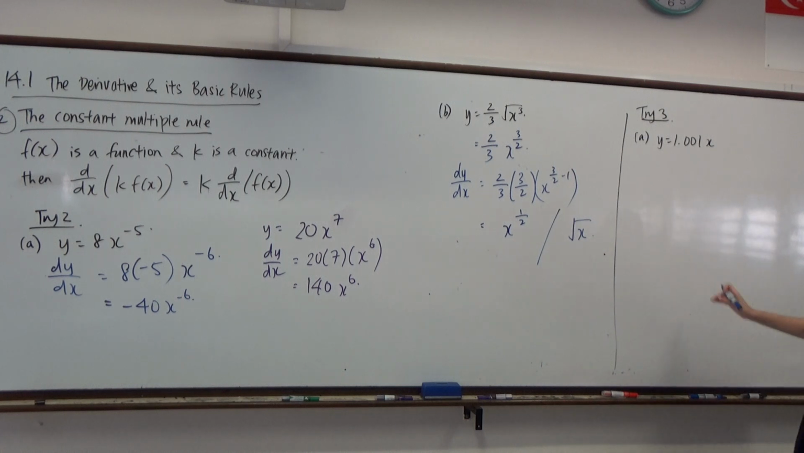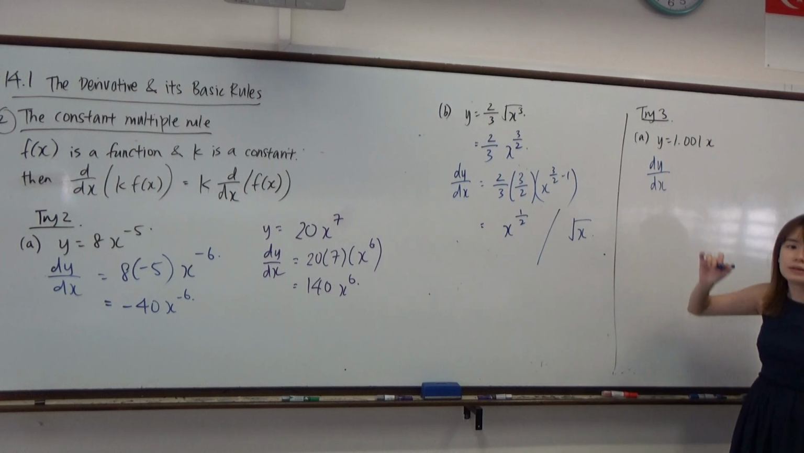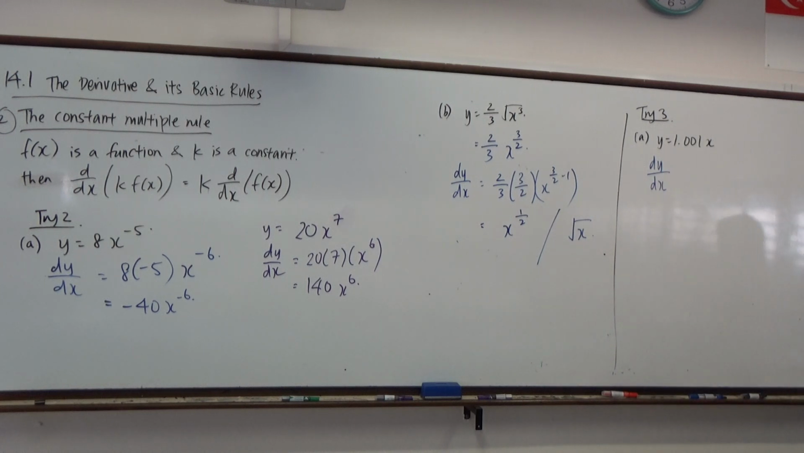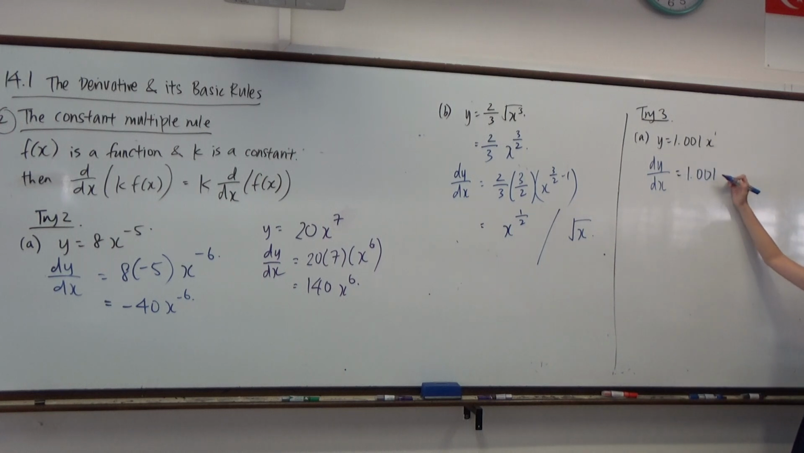Looking at try 3, if I want to differentiate y equals 1.001x, what would dy over dx be? What will your answer be? 1.001. Because this is a power of 1, so you times 1. If I were to write it clearly, I multiply by the 1, x to the power of 1 minus 1. That's why my answer is 1.001. Of course, progressively you will get fast enough, and you need not actually write this.